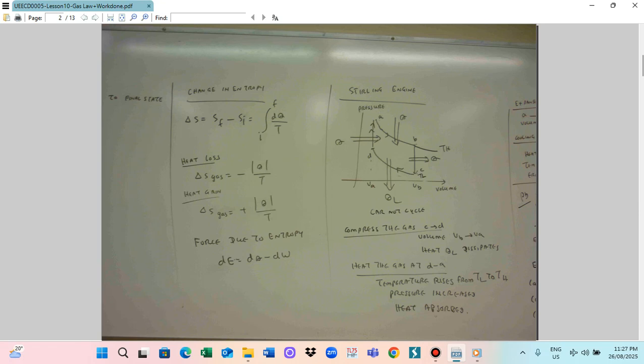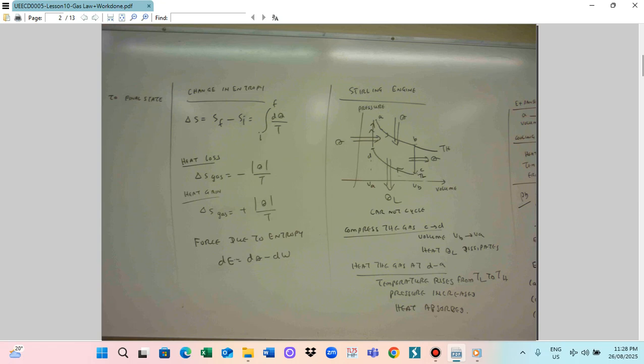Okay, now with the change of heat and the change of entropy, we can run a gas engine. This is for the Stirling engine. The engine operation principles we can draw as a pressure-volume diagram. The vertical axis is the gas pressure, and the horizontal axis is the gas volume.